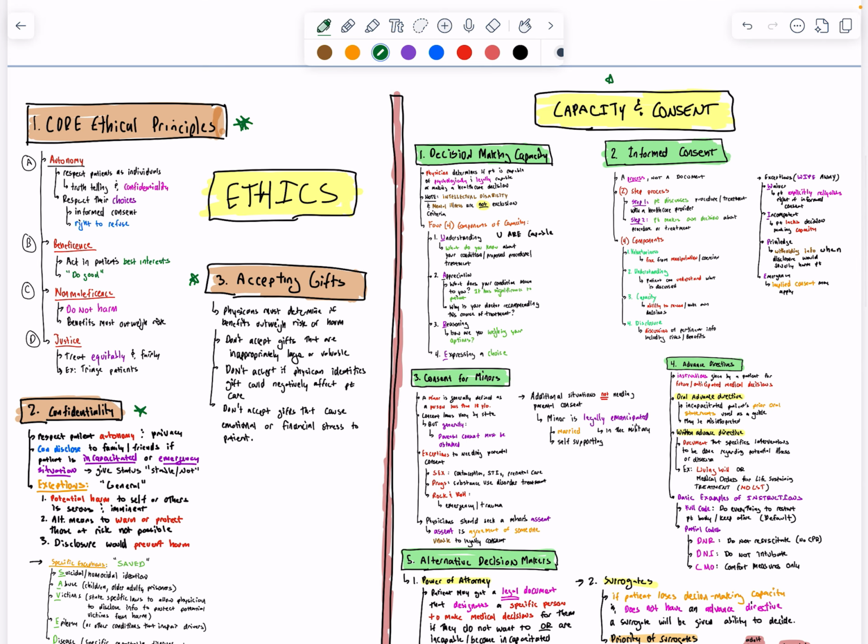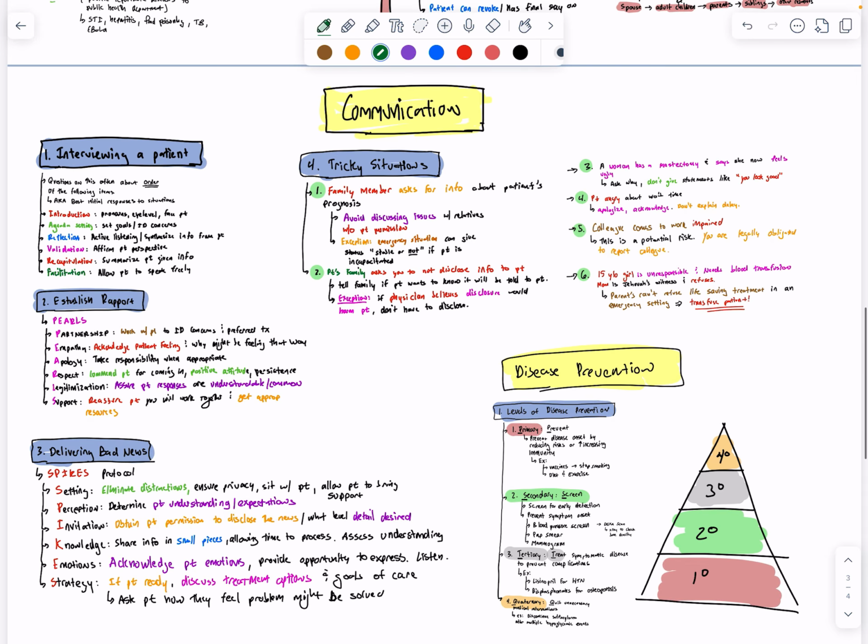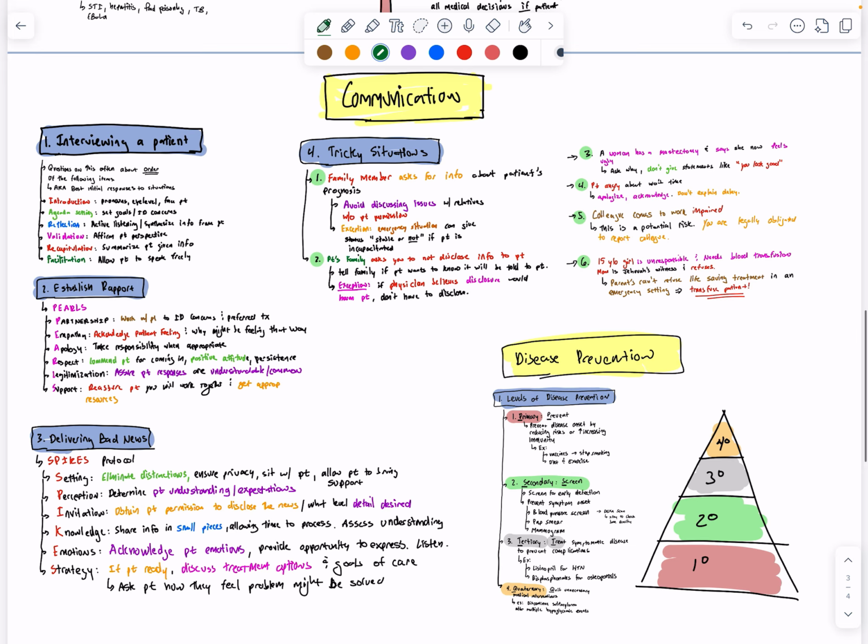Then we have capacity and consent. There's a couple of situations you need to be aware of. Decision-making capacity, informed consent, consent for minors, advanced directives, alternative decision makers. Then we have communication, so interviewing a patient, establishing rapport, with some mnemonics we need to know, delivering bad news, and then just a few tricky situations, but it's worth looking at the entire set from First Aid in that regard.